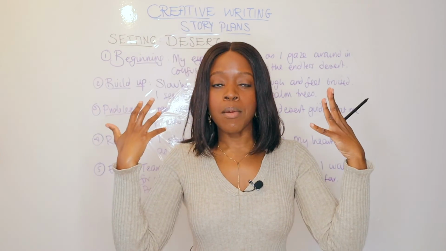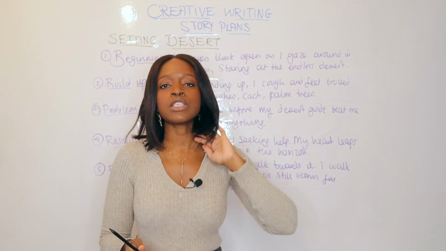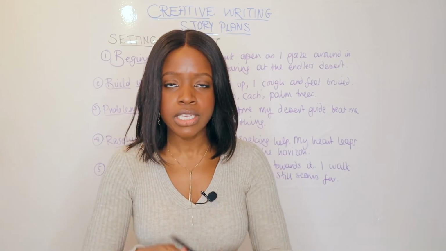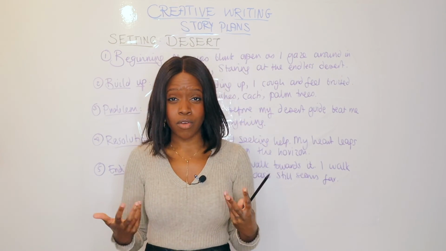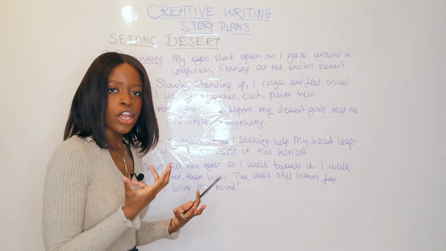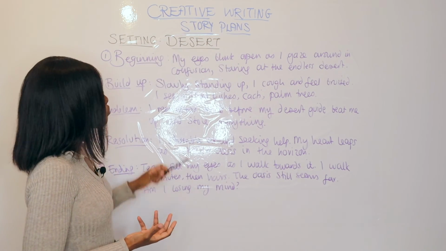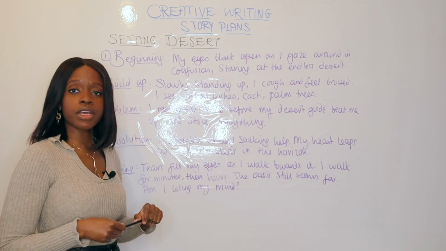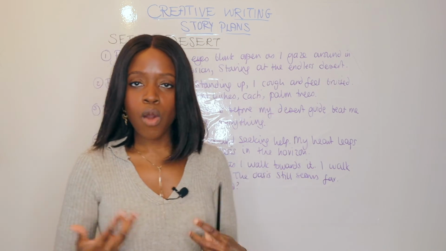This is obviously a mirage, which is a hallucination. This is a common issue that people in the desert tend to face when they're very dehydrated and so on. They see mirages and hallucinations of oases which are not actually there. So with this ending, you're ending on a bit of a cliffhanger. This is the suggested framework and the suggested story plan I would suggest when it comes to a desert setting.